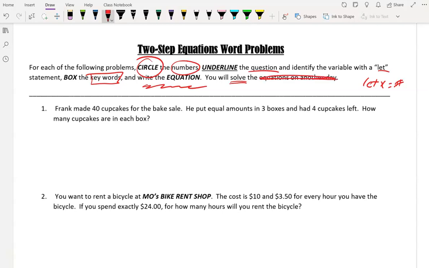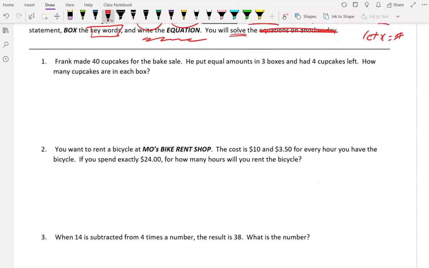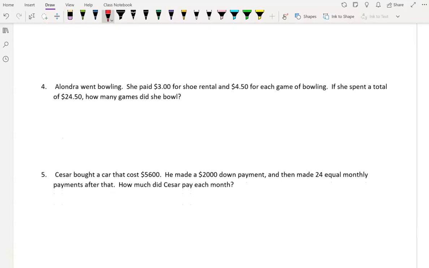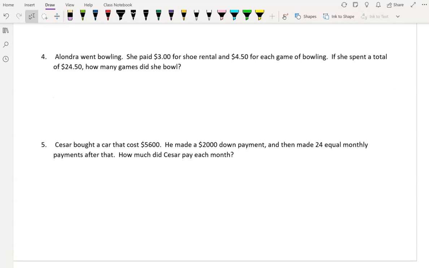You're supposed to do all that on that assignment, and the first three problems were done for you in the video that was given that day. So now what I'm going to do is, as efficiently as I can, work through the remaining problems that you had to do on your own, so you'll know if you did the problems right. Alright, let's take a look at the very first one. Alondra went bowling. She paid $3 for shoe rental and $4.50 for each game of bowling. If she spent a total of $24.50, how many games did she bowl?